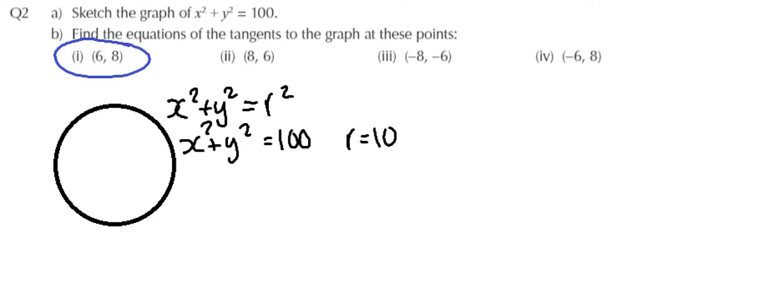Now we're going to do I. Remember the steps we went through. The first thing we said is we need a point. Well, we've got a point. Our point is 6, 8. Now we need to find the gradient of the radius.